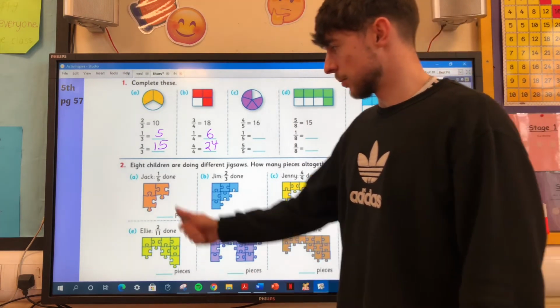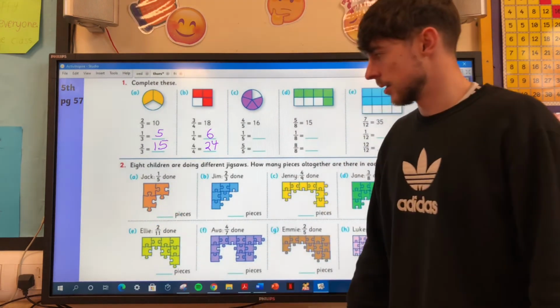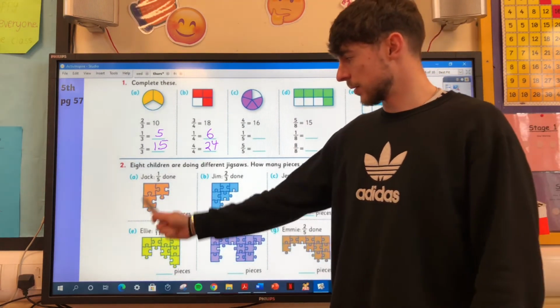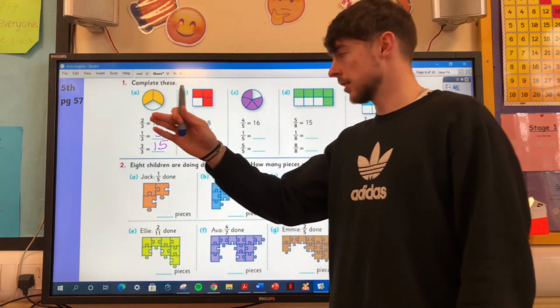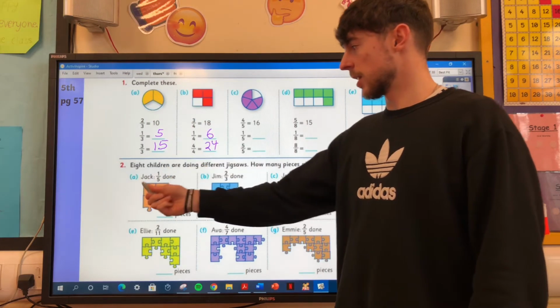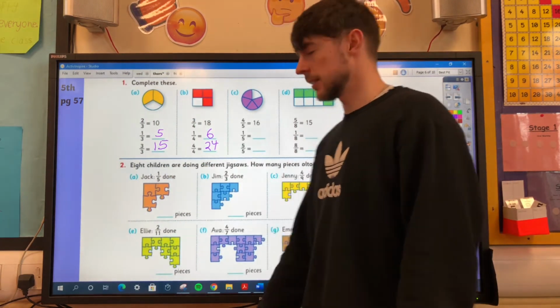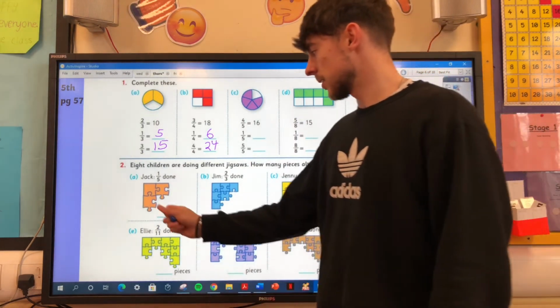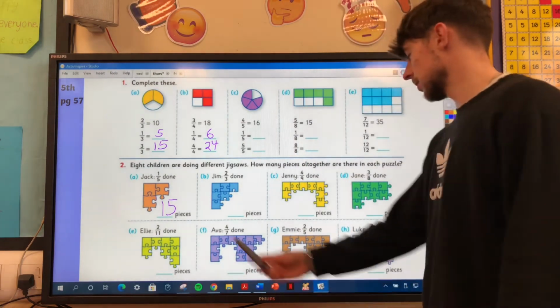So if he has 1/5 done, and there's 3 pieces. So obviously 1/5 of the puzzle is 3. So how do we find all of the puzzle? We have to multiply 3 by 5, because there's 5 pieces altogether. So 3 by 5 is 15. Okay, this should be very easy for you. You should be able to do these no bother.